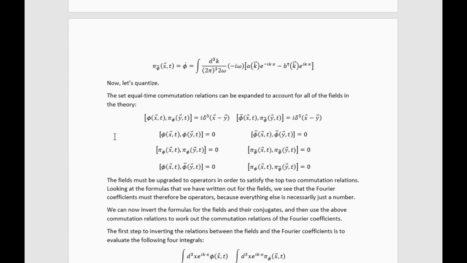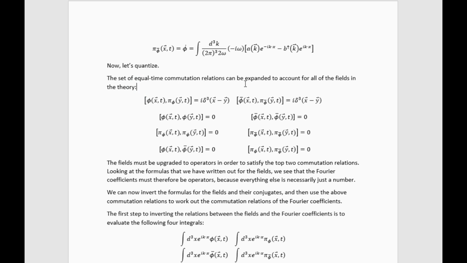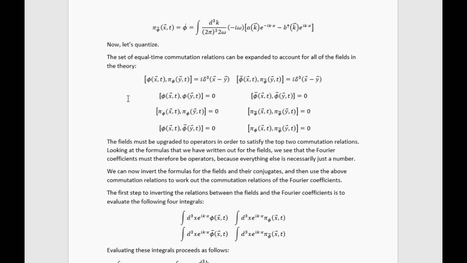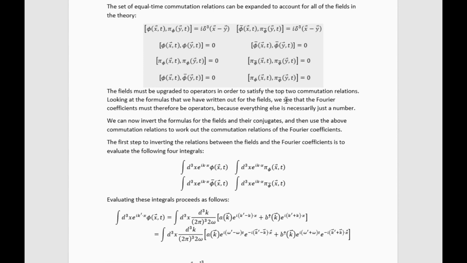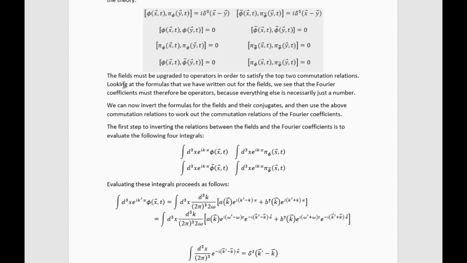Now let's quantize. The set of equal time commutation relations can be expanded to account for all of the fields in the theory. It's pretty intuitive. You have one set of the standard three from the real scalar field problem for the field and its conjugate, and then you have these two commutation relations on the bottom, which says that the two sets of fields are independent, meaning they commute with each other.